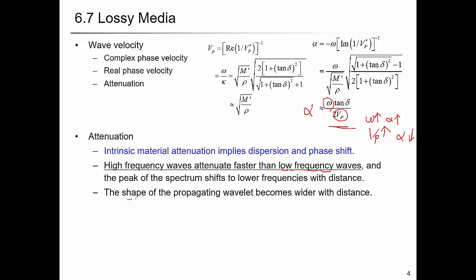So the shape of the propagating wavelet becomes wider with distance. For example, if the initial wave is like this, this is the frequency and the power spectrum. And as time goes by, or as the wave propagates, it becomes wider like this.